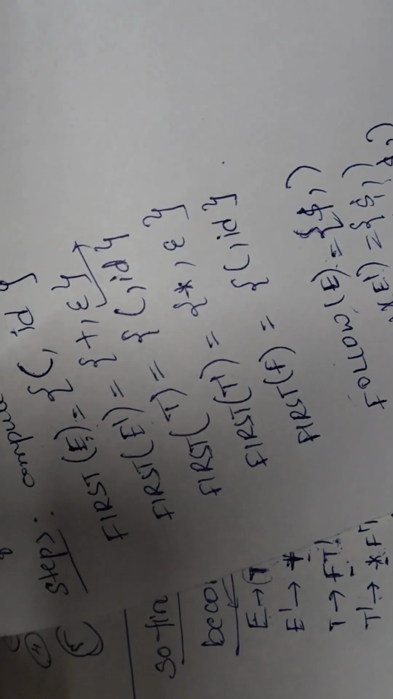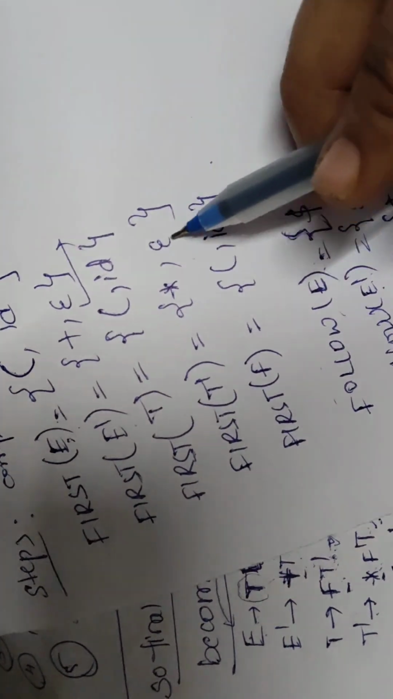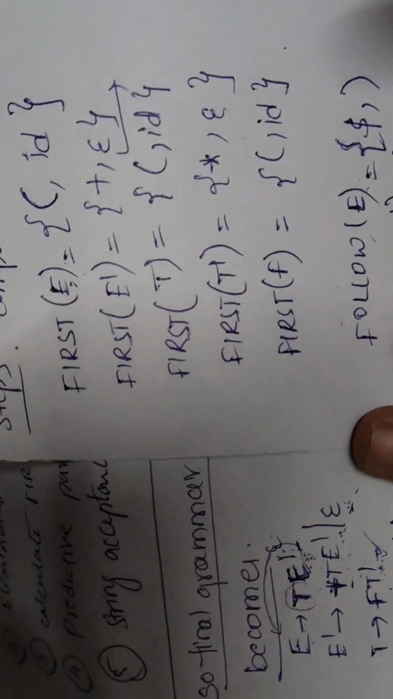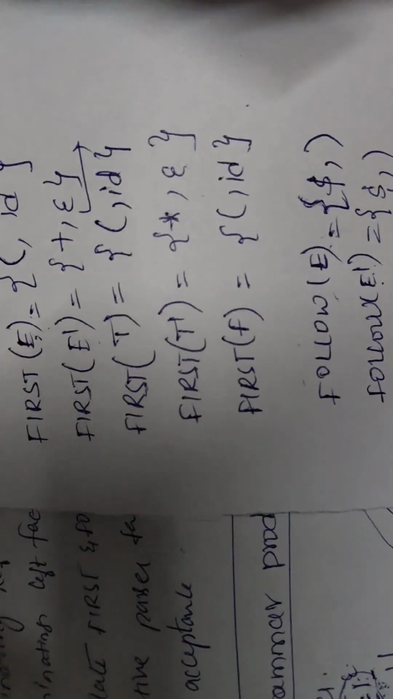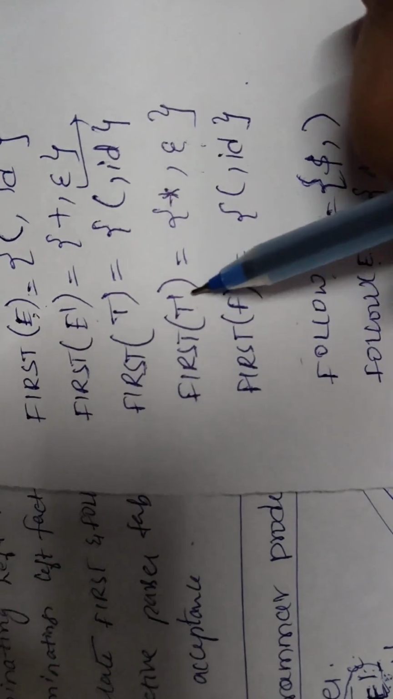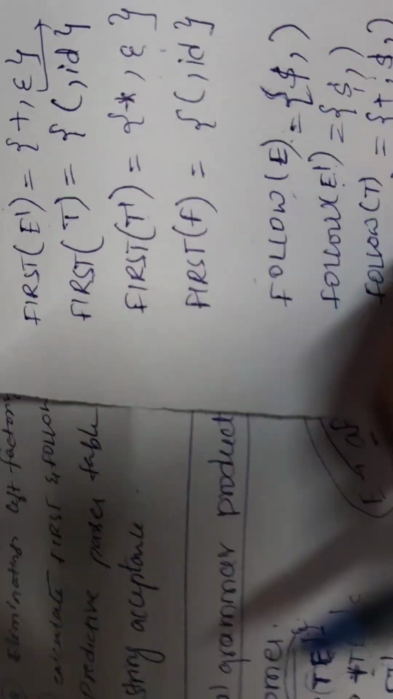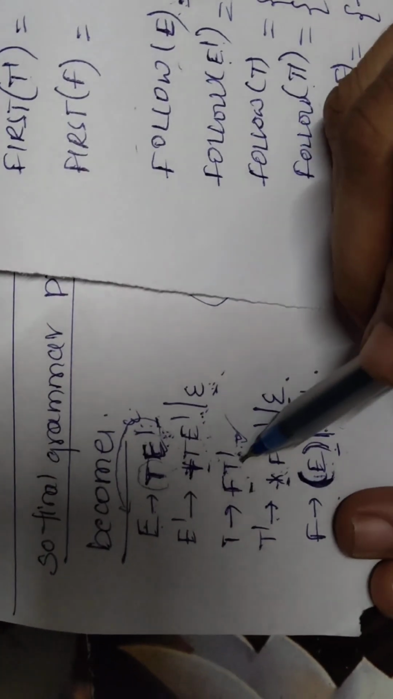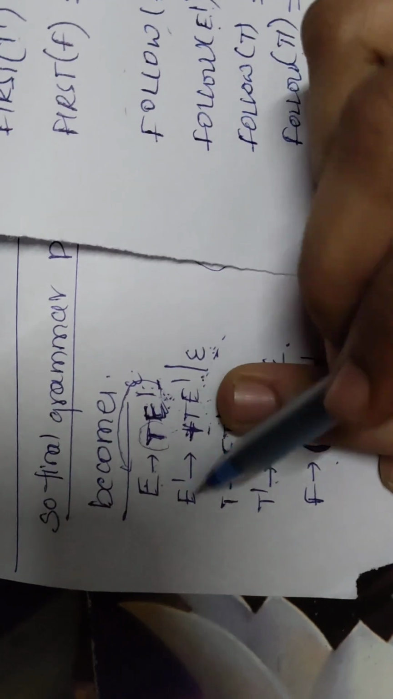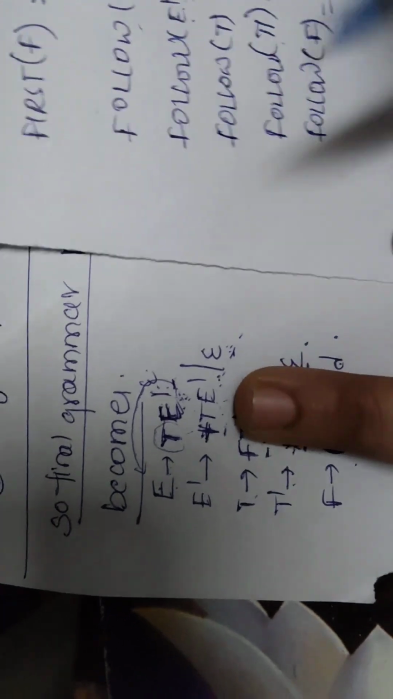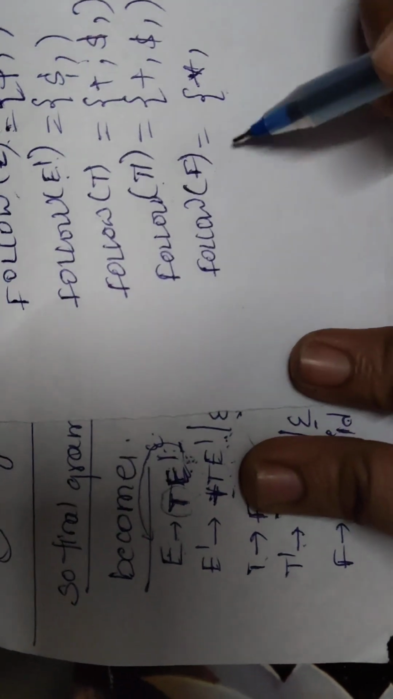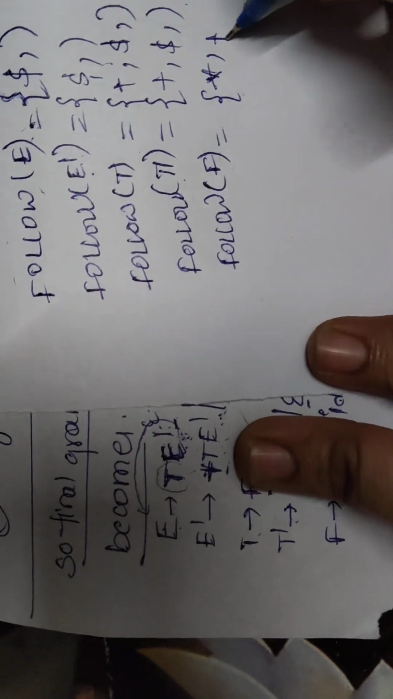see if F is there in any right side of the grammar productions. There, here, there, and here, there. So what is follow of F? F is followed by T dash, meaning is it a terminal or non-terminal? It is non-terminal, right? So you need to calculate first of T dash. So what is first of T dash?